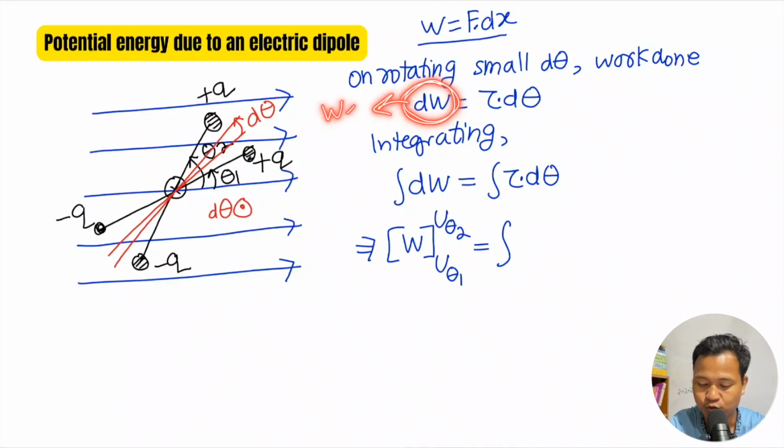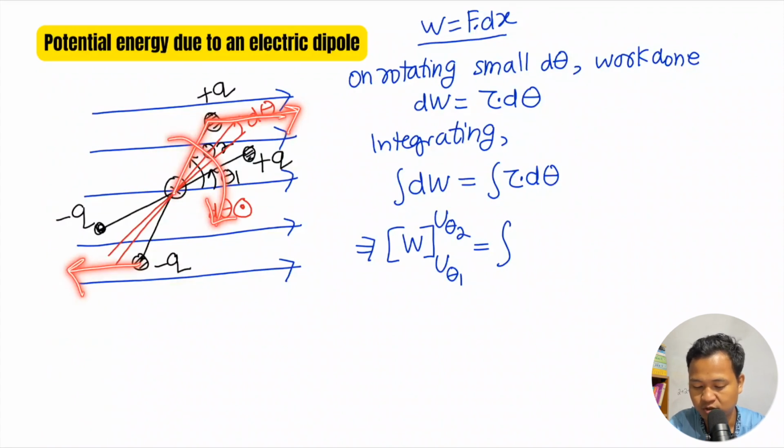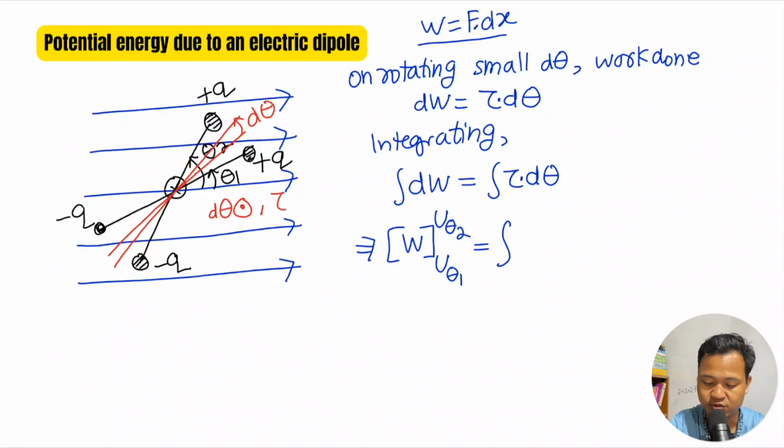This is not work done due to external force, but this is work done due to conservative force. The force gives a torque. So r cross F means clockwise direction. Applying the right hand thumb rule for clockwise, the torque is inside the page, inward. Here d theta is in the opposite direction of the torque.